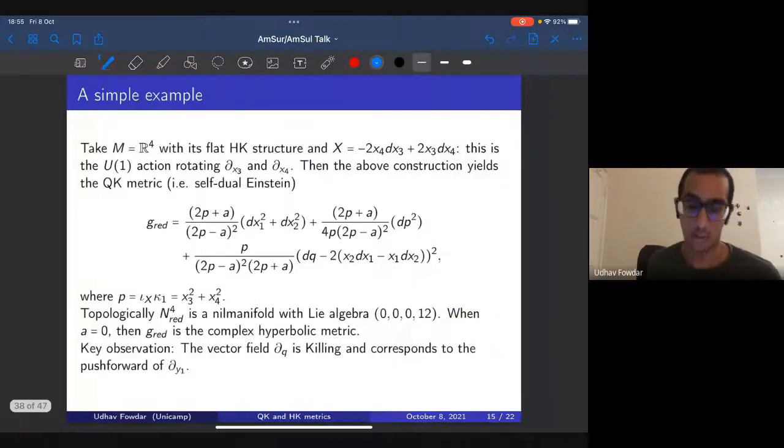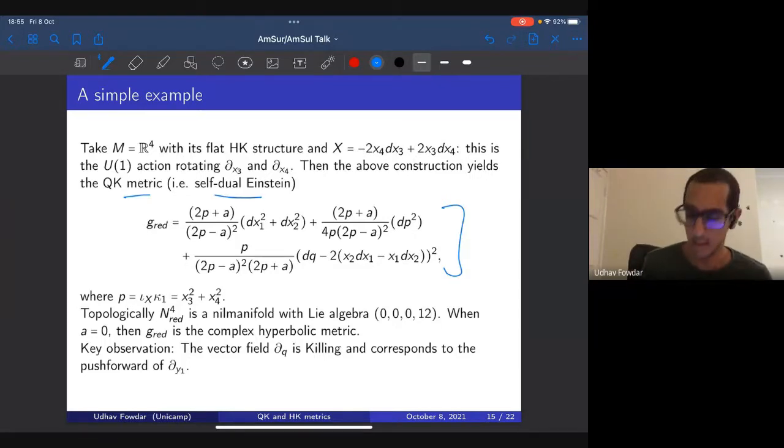And if you apply the construction, you take the Quaternion-Kähler reduction, here's the metric that you get on the quotient space, you get the following Quaternion-Kähler metric. In dimension 4, Quaternion-Kähler metrics are called self-dual Einstein manifolds, and this is the metric that you get.